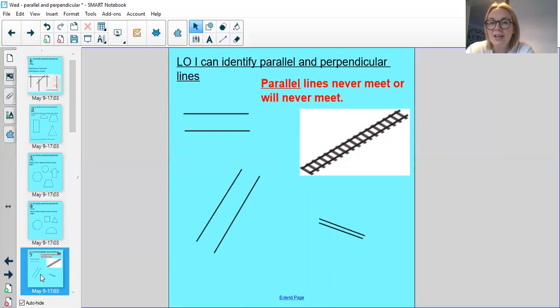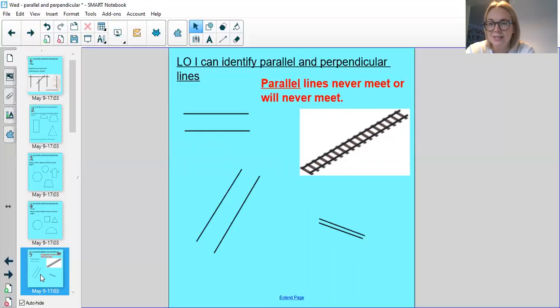If you have a look at your learning objective, we are looking at identifying parallel and perpendicular lines. Now those words may be new words to you. You may not have heard them before, or perhaps you have. By the end of today's lesson, I'm hoping that you're going to be feeling confident at exactly what those words mean and what those types of lines look like.